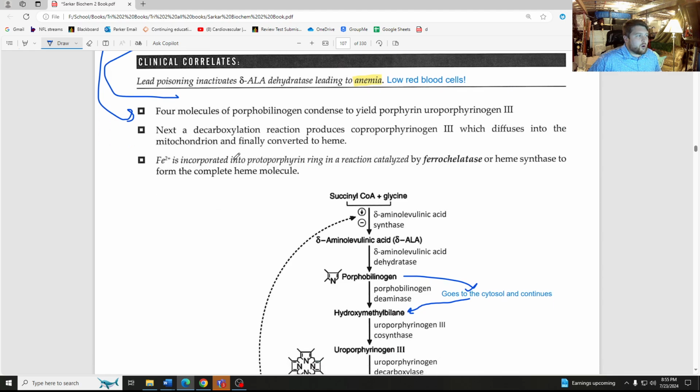And iron is incorporated into the protoporphyrin ring in a reaction catalyzed by ferrochelatase or heme synthase. So this is just an aka, heme synthase, to form the complete heme molecule.